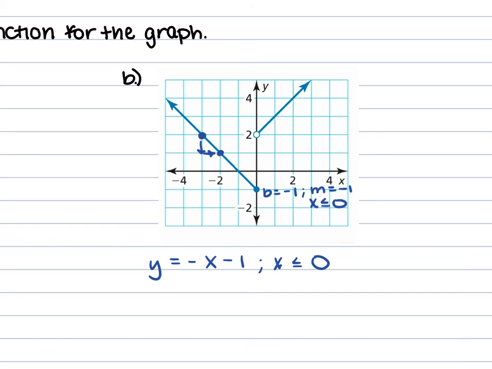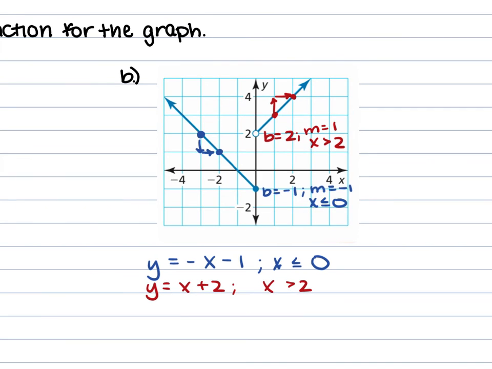For my other line, I'm starting at that 2, so my b is 2. My x values that are being covered here are anything that's greater than that 2. So x is greater than that 2. It has an open circle on that 0, 2, which is why I'm just using greater than and not greater than or equal to. And then my slope, I'm going up 1 to the right 1, so that's just a positive 1. So this is going to give me y is equal to x plus 2, and that's when x is greater than 2.